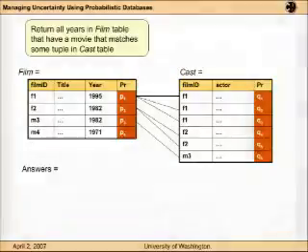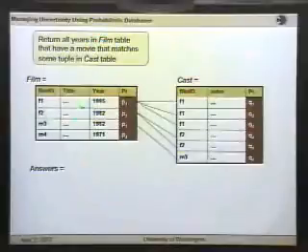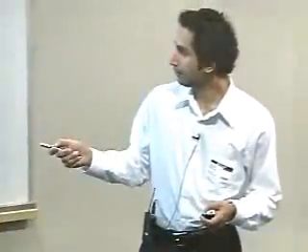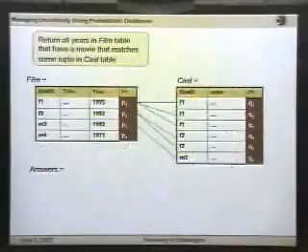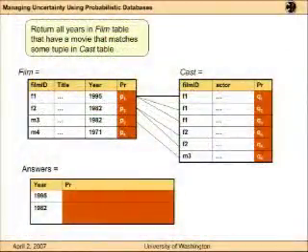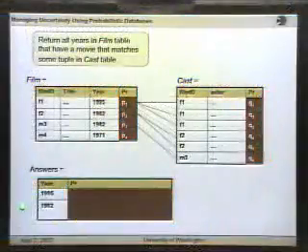Let me give you an example. I have these two tables, a film and a cast, along with probabilities, and I want to answer this query, which says, return all the years in the film table which have a matching movie in the cast table. So you see 1995 has this movie F1 that appears here. 1982 has a movie F2 that appears here. 1971 does not have any matching movie. So if you evaluate this query, you will get these two as the answers. The question is, what is the probability?